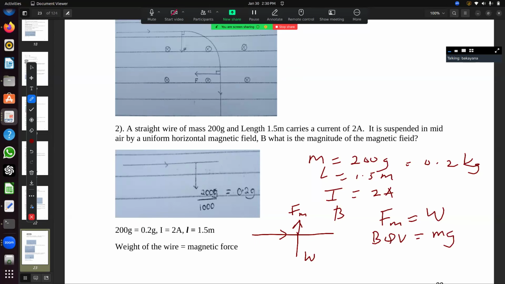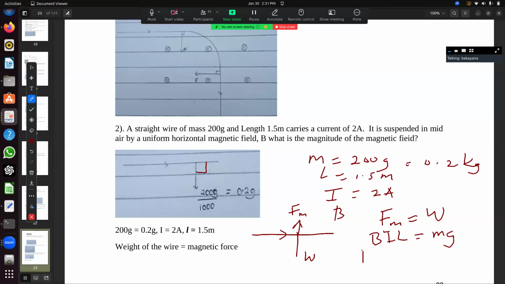Okay, so magnetic force. Oh, we said that the force exerted on a current carrying conductor, not a charge. This one is a current carrying conductor. BQV is for the force exerted on moving charges. BIL is the force exerted on a current carrying conductor. I won't add sine alpha because the two are at 90 degrees with each other, I mean the conductor and the magnetic field.